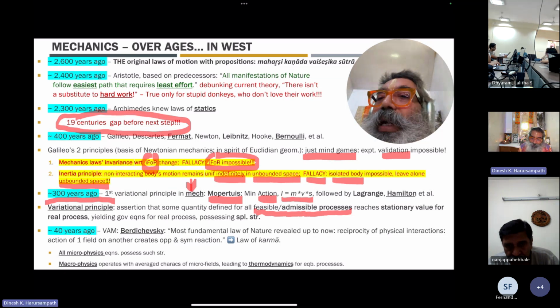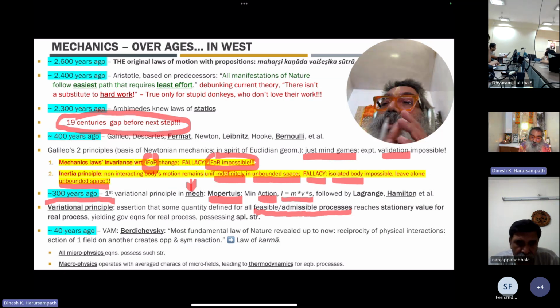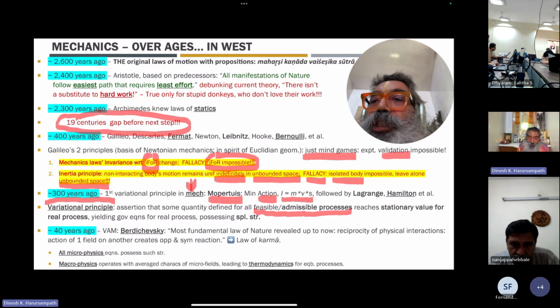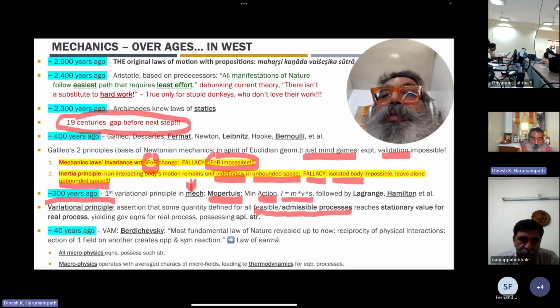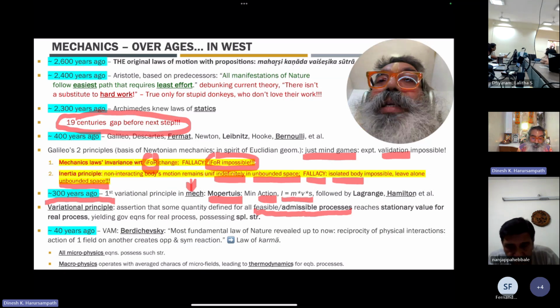Now, what is that assertion? It's saying that amongst all those processes which are feasible or admissible, in other words, they satisfy the boundary conditions that are involved. They might be satisfying the initial conditions that are involved. There might be many such which are satisfying the conditions, but which of them actually is the correct one?